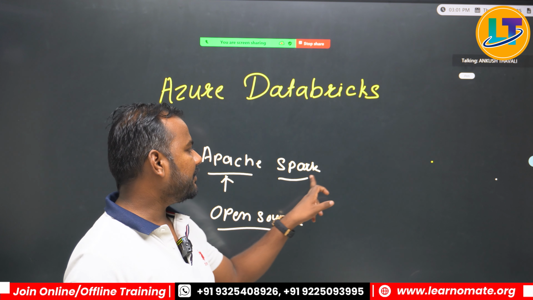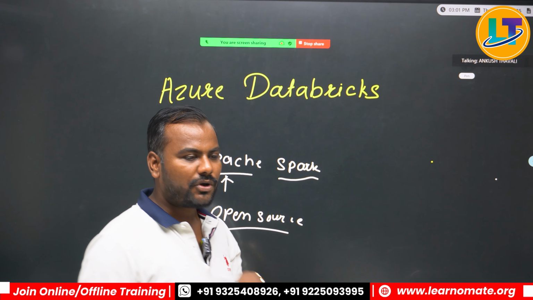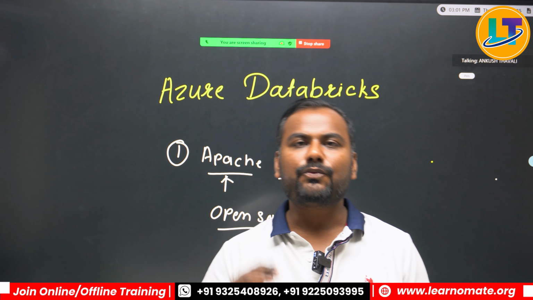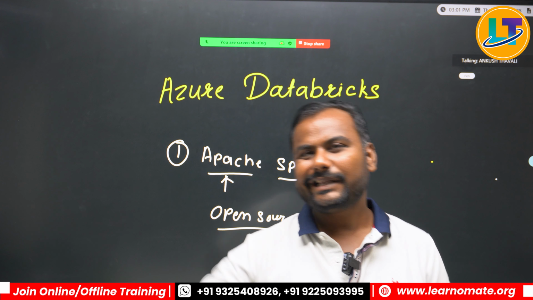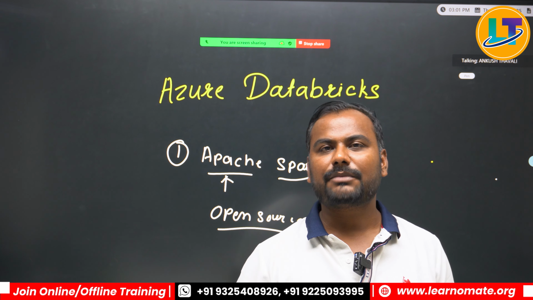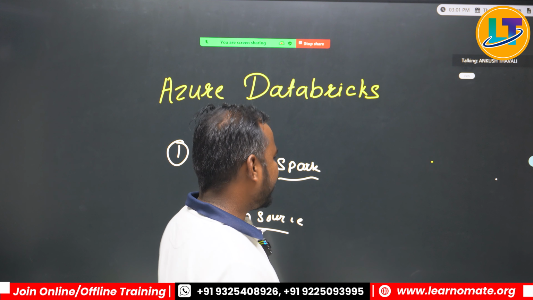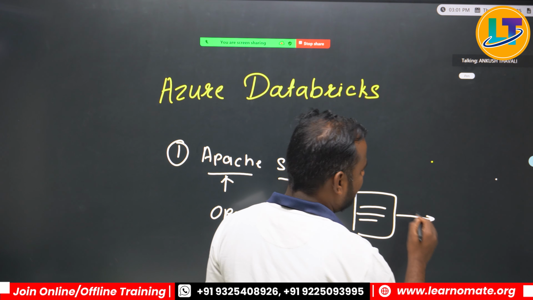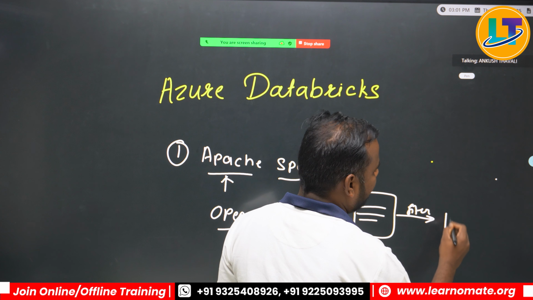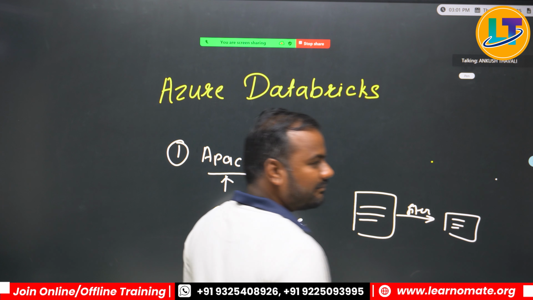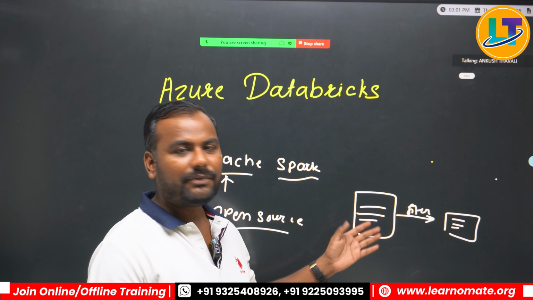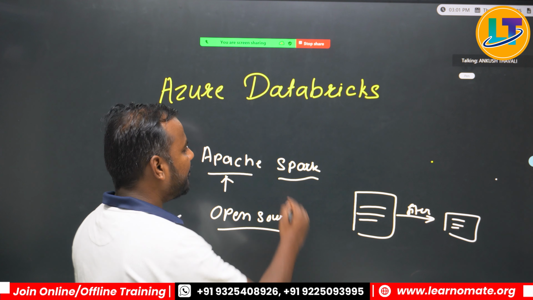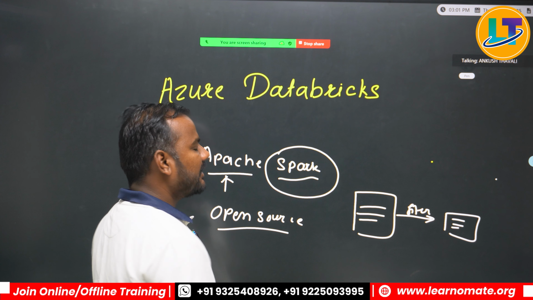So what is the use case of Apache Spark? The main purpose of Apache Spark is when you want to perform some sort of ETL operations. Let's say you want to do some transformation. Take an example: I have raw data, which is a CSV file. I want to do some filtering and then I will get some meaningful data. This is an ETL pipeline which you can create with the help of Apache Spark.